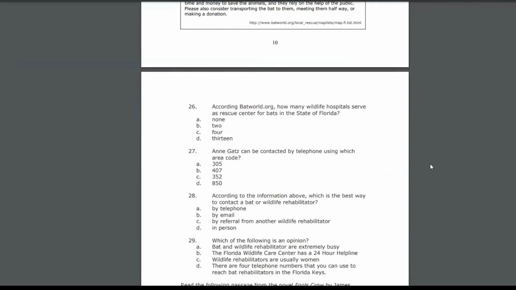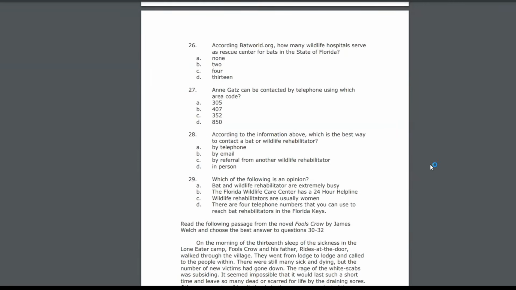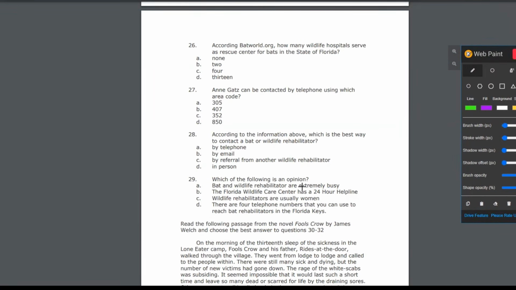The only reservation that I had about that, me personally, when I think about opinions, is when somebody describes something as an extreme, to me that's an adjective. So that leads me to believe that that's an opinion. That was my first thought, but I decided to look at the other options and see what's going on. B says the Florida Wild Care Center has a 24-hour helpline. That's a fact. That's just information that they gave us.